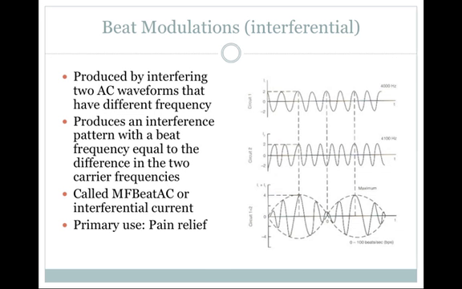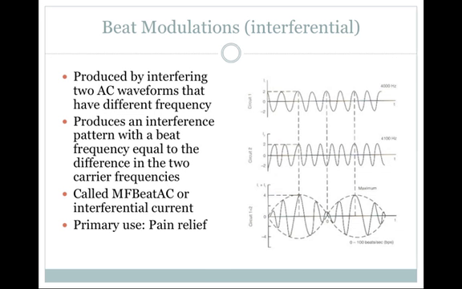And that's what's called interferential, interference type current. And that third current is called a beat frequency. And that's just equal to the difference in the two carrier frequencies. In some texts, you might see this called MF beat AC, but really everyone calls this interferential current. Primary use for this type of current is pain relief. But here we're just mainly talking about it as a type of modulation.